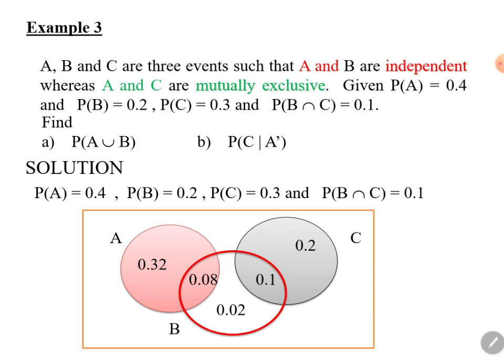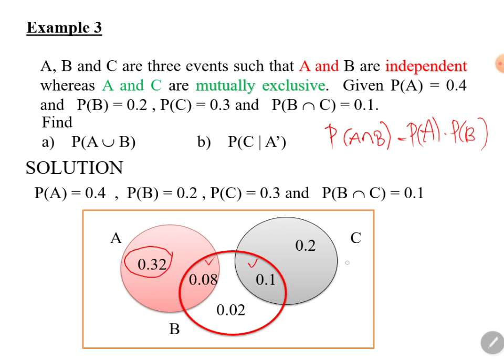If we remember the formula for independent events: probability of A intersect with B is equal to probability of A multiply with probability of B if they are independent. So if we multiply probability of A and probability of B, 0.4 multiply with 0.2 will be 0.08. So that will be the intersection between A and B. And then it is also said that probability of B intersect with C equal to 0.1. So we have these two areas. Now we can find the remaining area, which is for A, probability of A intersect with not B equal to 0.4 minus 0.08, that's why we get 0.32.